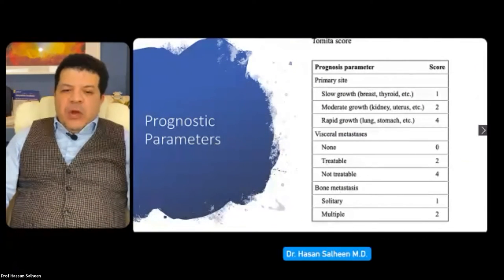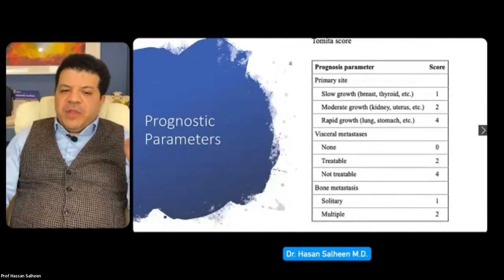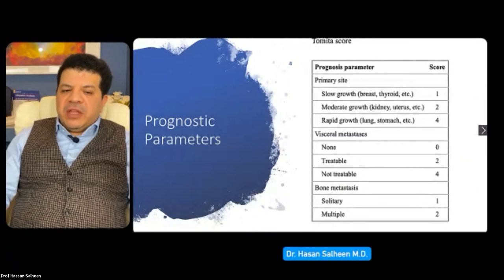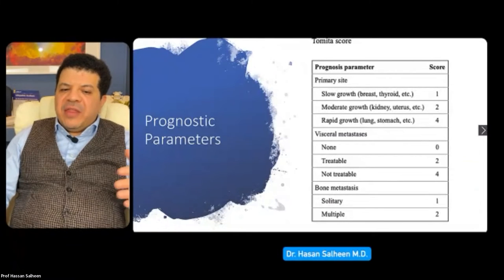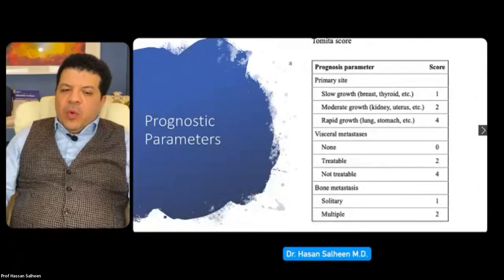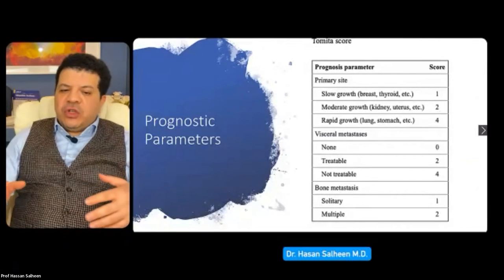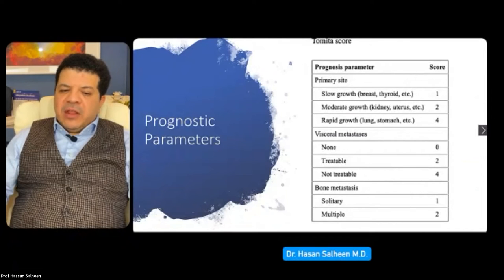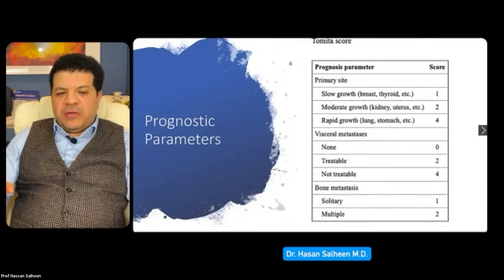The well-known Tomita scoring system depends on three factors which help to make a decision. And we mean the primary tumor, visceral metastasis, and the extension of the bony metastasis. So we can generate a score which in turn determines the aggressiveness of treatment needed. The higher the score is, the worse the prognosis will be, and the approach should be more conservative.